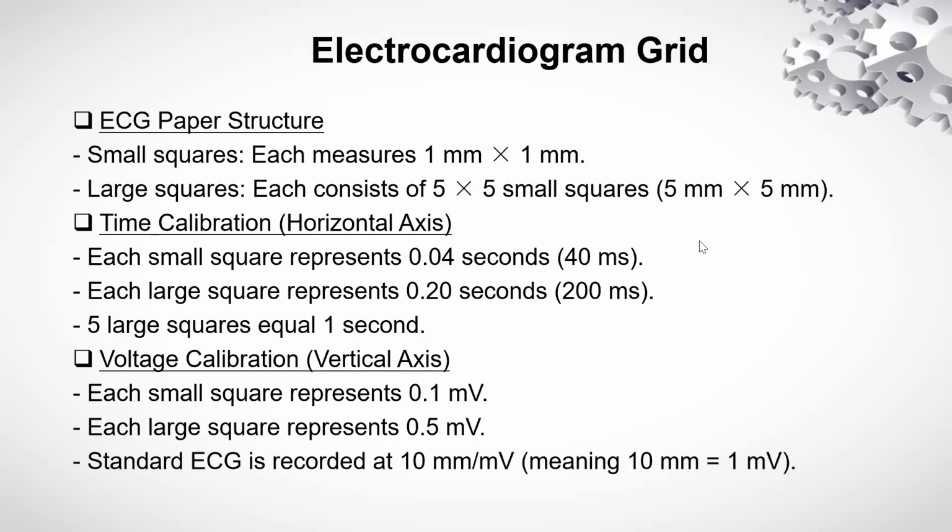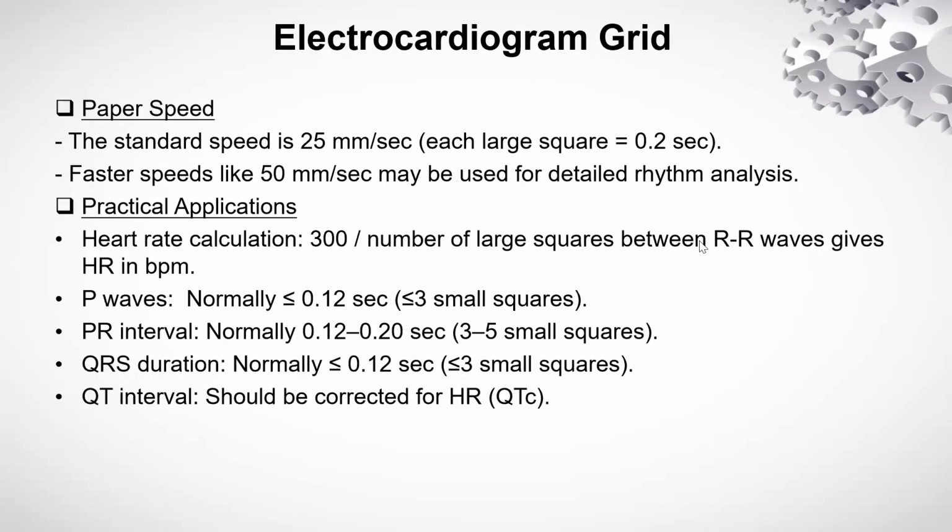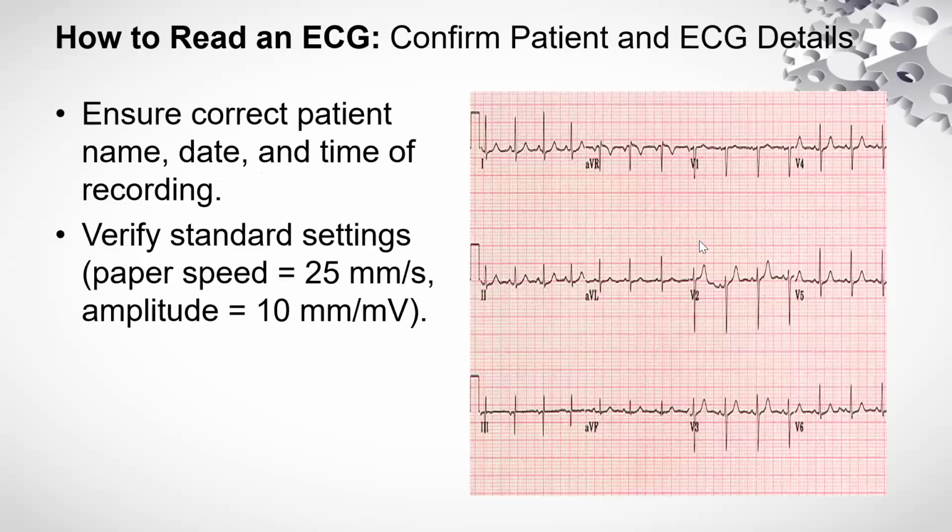Okay, so the ECG paper itself, like I mentioned, the small square, the calibration, we've done this, so let's go ahead. The standard paper speed is about 25 millimeters per second, and practical applications, we're going to go into that as we go on.